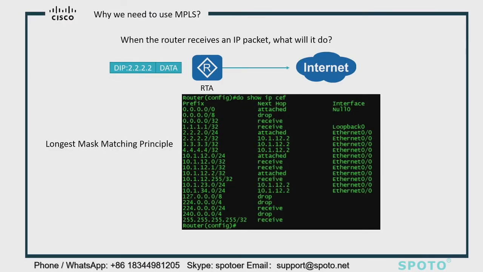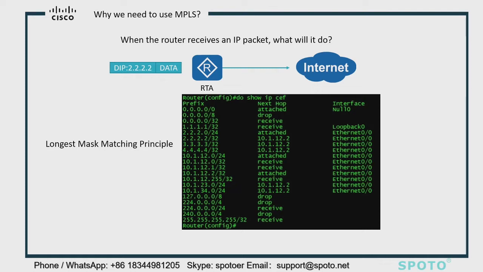For the first page, I want to ask you a question. When the router receives an IP packet, what will it do? This is the first question, about the IP forwarding table. This is the basic knowledge. I think most of you will say the router will forward the packet according to its own routing table. Yes, actually, the answer is right.